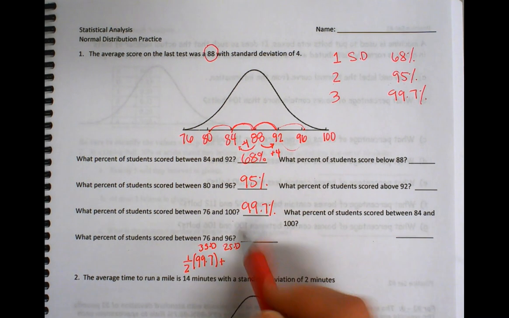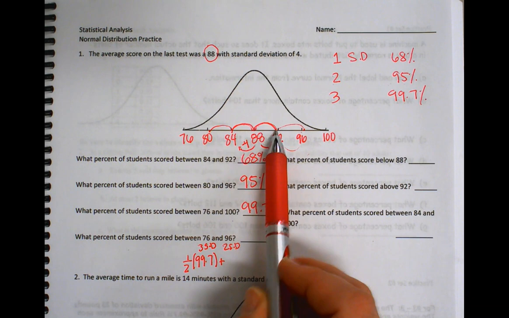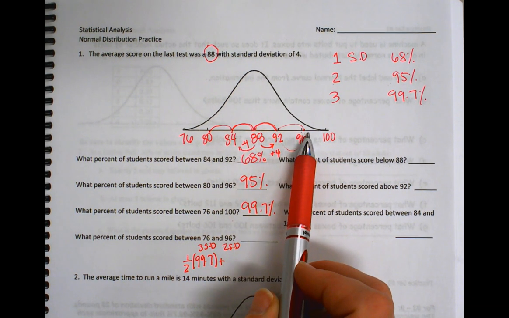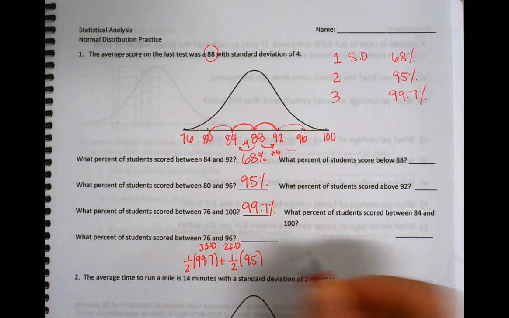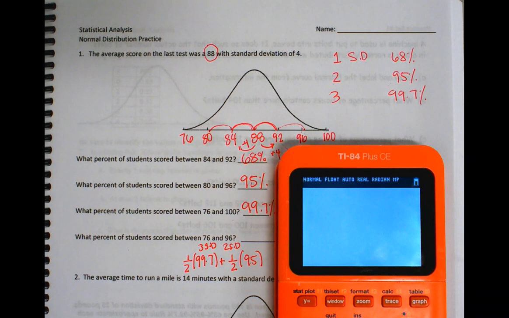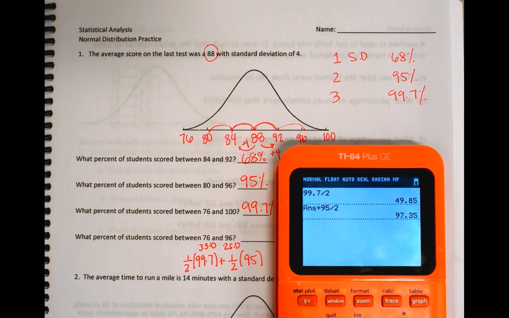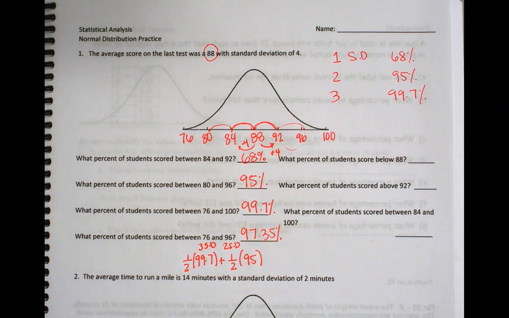Then, because this is 2 standard deviations on this side, again, I'm not going 2 standard deviations in both directions. I'm just doing one of the two. That's why it's half of it. I'm doing half of 95. So when I do half of 99.7, or 99.7 divided by 2, plus 95 divided by 2, I get 97.35, which means this is 97.35%.